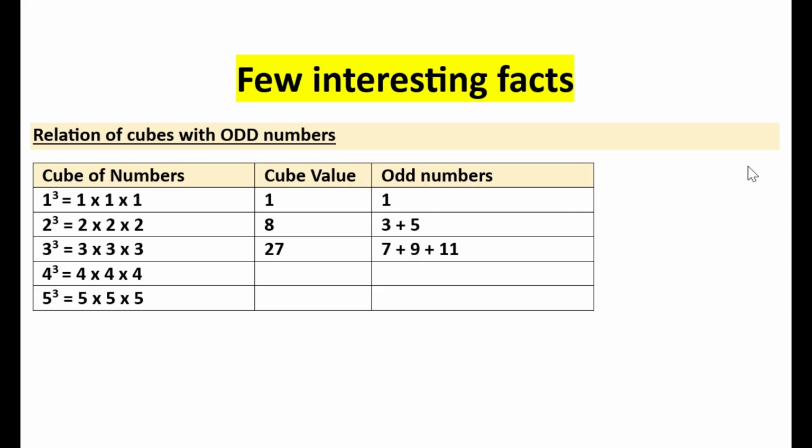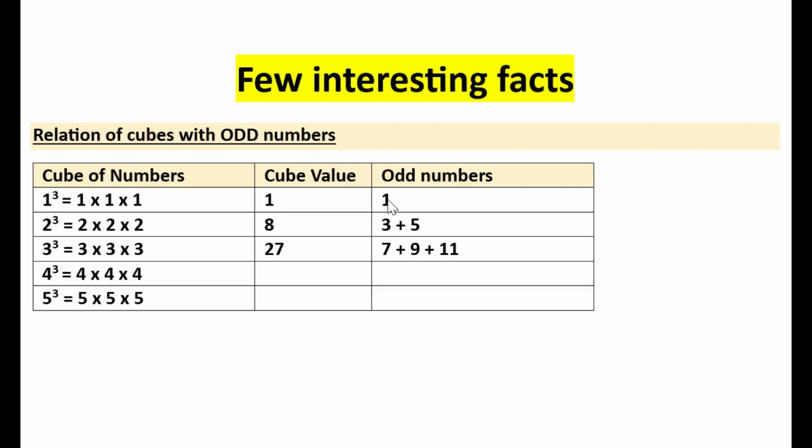Now we'll see one of the interesting facts, how it is related to the odd numbers. If you look at the cube of the number, cube of 1 is 1 into 1 into 1, the answer is 1. The cube of 2 is 2 into 2 into 2, answer is 8, and cube of 3 is 3 into 3 into 3, answer is 27. But how is it related to odd numbers?